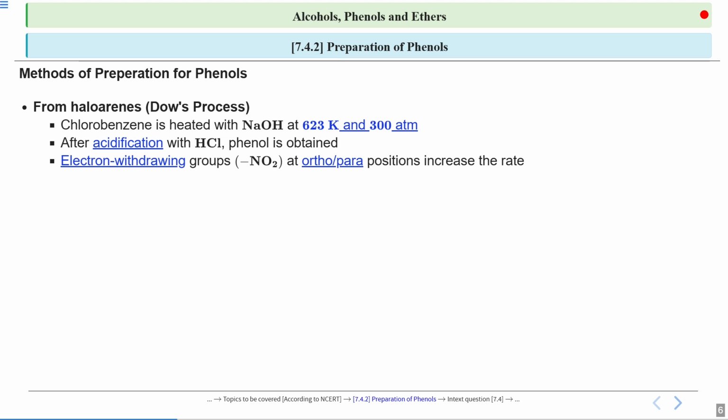Why? Because the electron withdrawing group attracts the electron density from the benzene ring towards itself, stabilizing the intermediate, and also makes the carbon more electrophilic. The electron withdrawing group at ortho and para positions withdraws the electrons towards itself, making the carbon at which the halogen is attached more electrophilic. And if it becomes more electrophilic, it will be easier for a nucleophile to attack on that carbon.